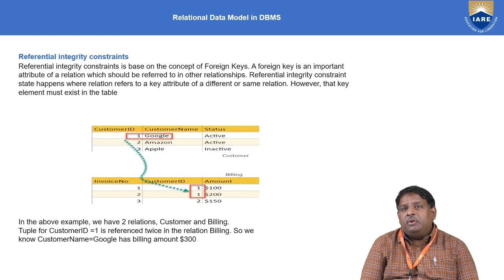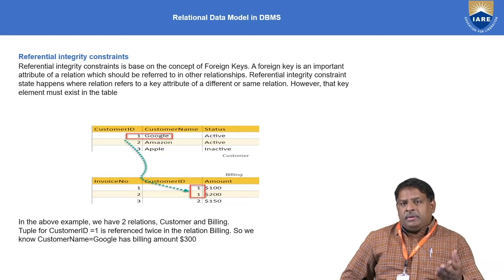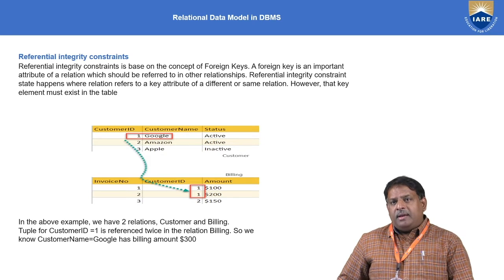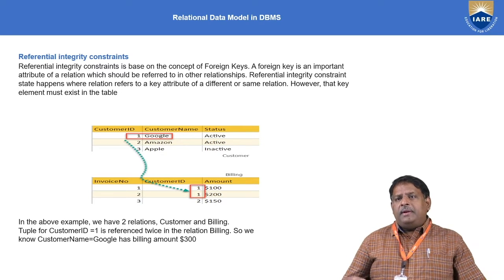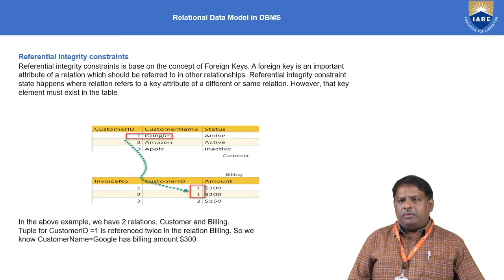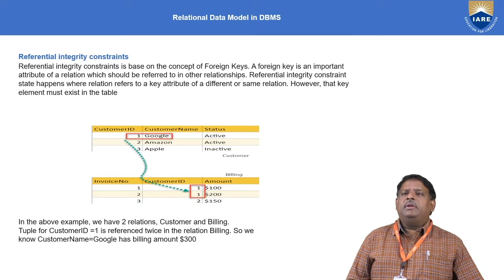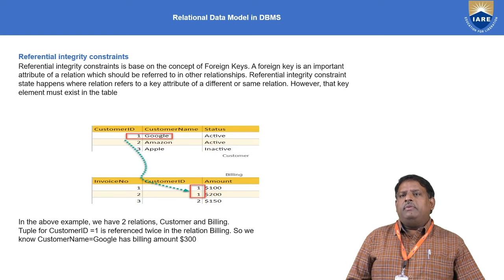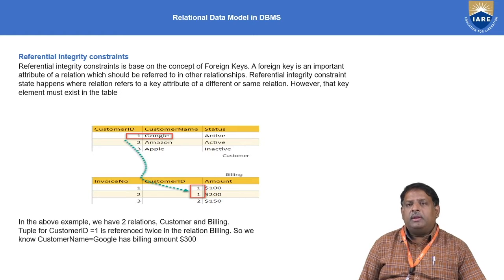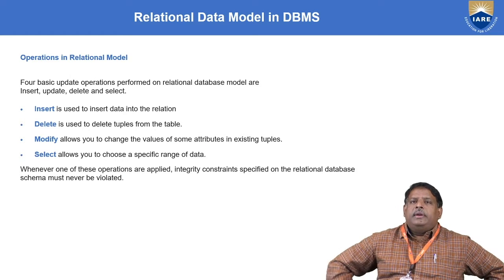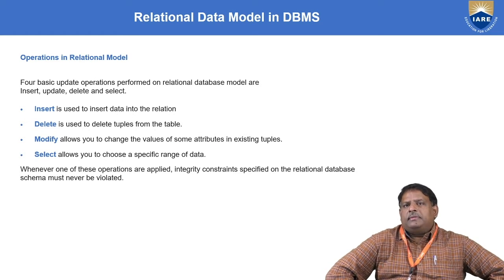So we are referring to the customer ID as a referential integrity in the second column, and it has 2 rows, 2 unique values, one for $100, and the second for $200. Totally, for the customer name Google, we have an invoice amount of 300 rupees. This is how we refer to a primary key and foreign key relation. Okay. Next, the various operations in the relational model.